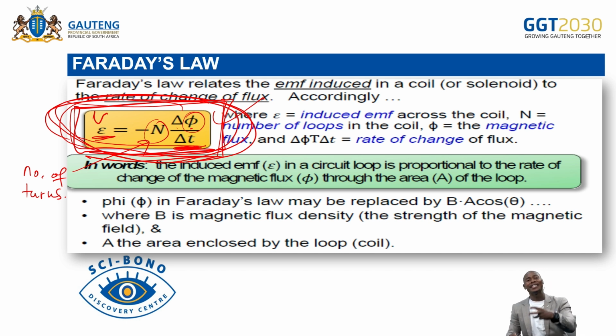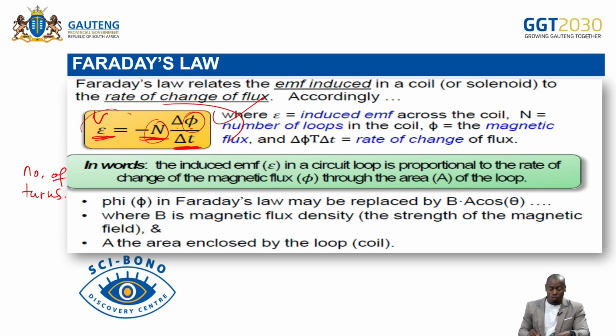So this is how we can calculate the amount of EMF that is induced in a coil. And how can we increase that amount of EMF? We can increase it by increasing the number of turns in the coil, by using a stronger magnet, or by moving the magnet in and out of the coil faster. But we use Faraday's law to calculate the amount of EMF that is induced in a coil.